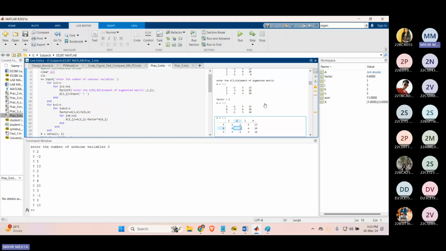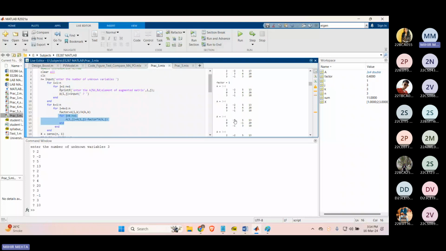Is this clear? Yes or no? Yes, sir. Okay. So if this is clear, I want you to perform this particular expression on the entire matrix and tell me what would be the final matrix.